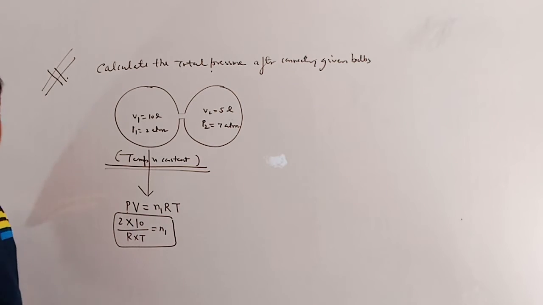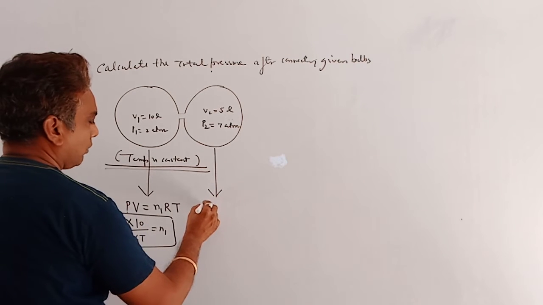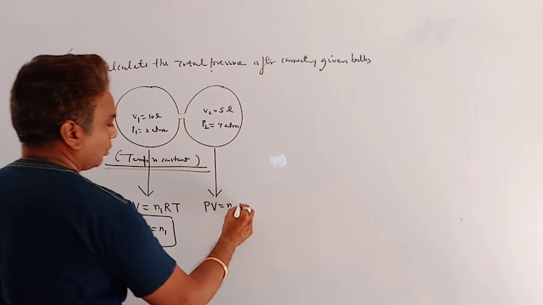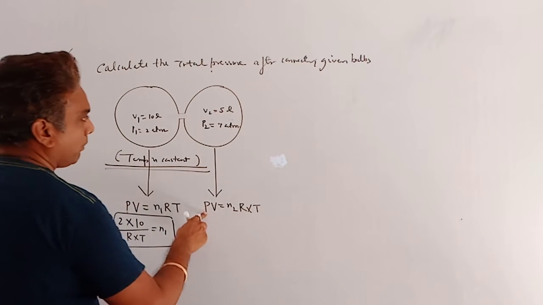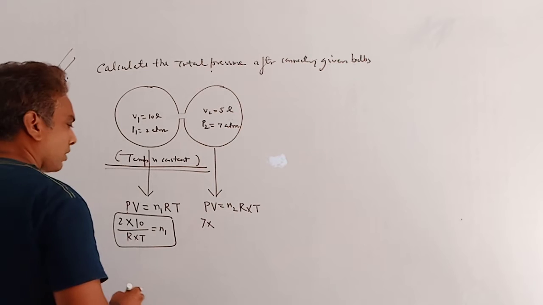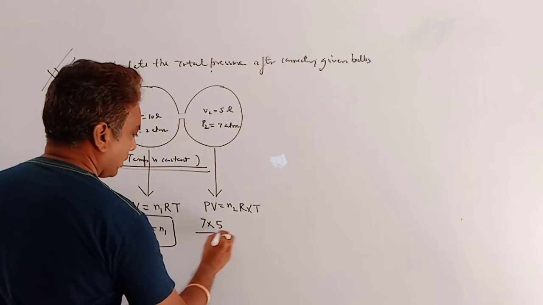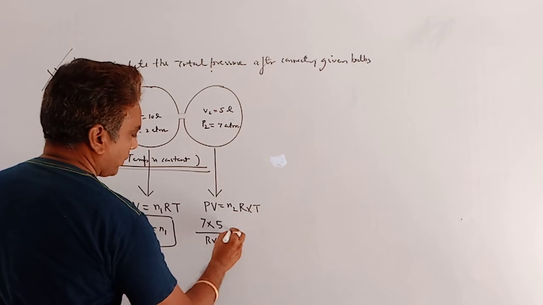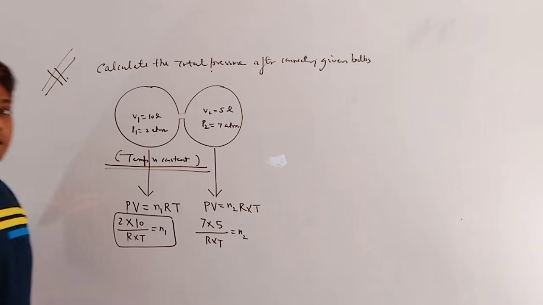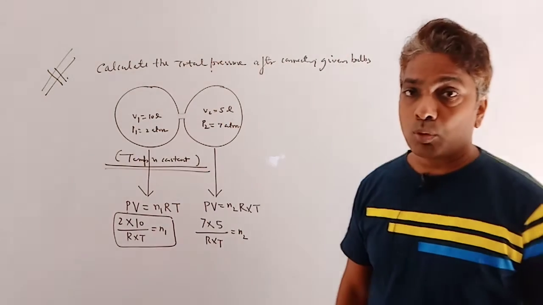In case of the second bulb, the same process is repeated. PV is equal to nRT, but here the number of moles is assumed as N2. Pressure is 7 atmosphere, volume is 5 liter, so N2 is 5 times 7 divided by RT, which is equal to N2. Clear?